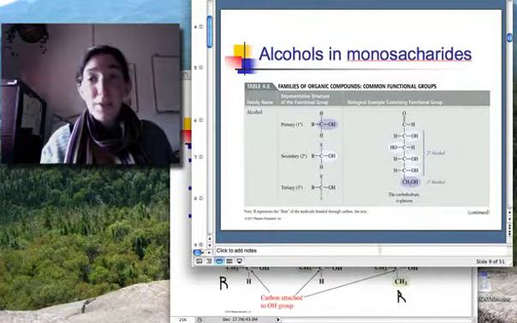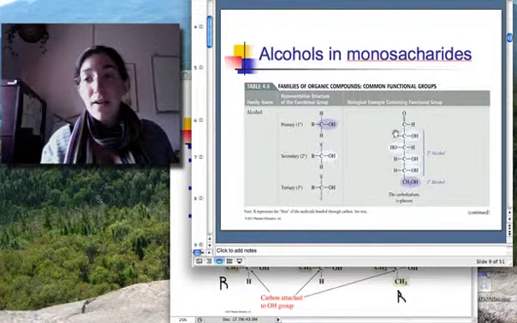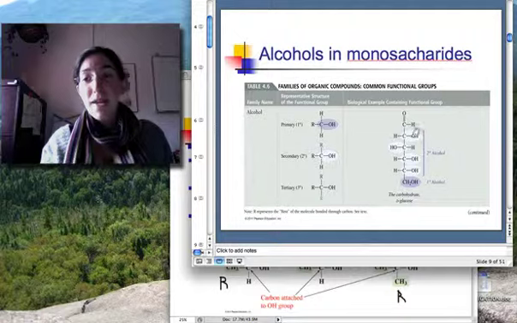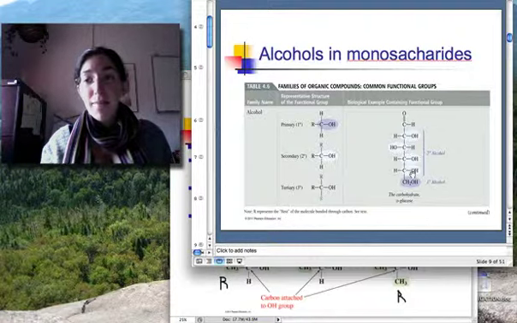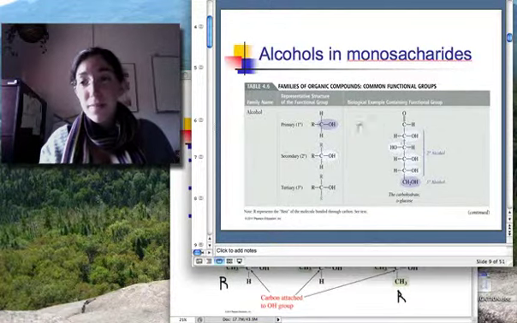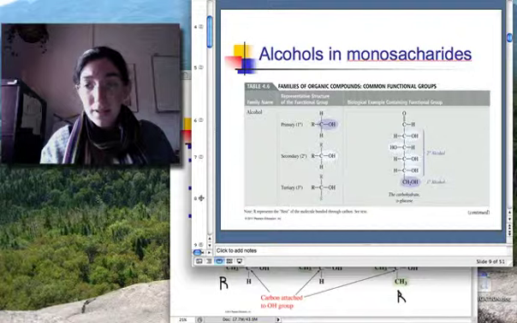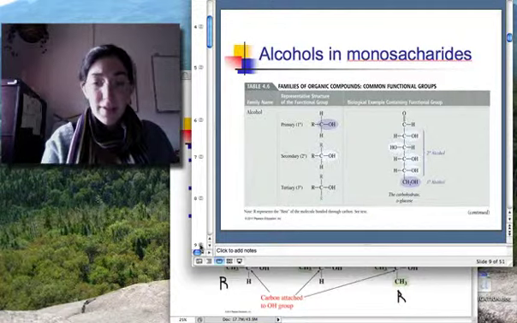This is a molecule of glucose, and now you can see the alcohol groups. Here's the aldehyde group we're going to talk about in a minute. But there are 1, 2, 3, 4, 5 alcohol functional groups in a glucose molecule. Four of them are secondary alcohols because, let's see if I can highlight this.